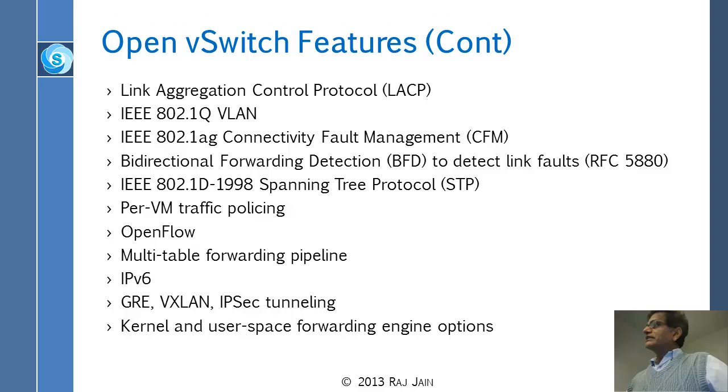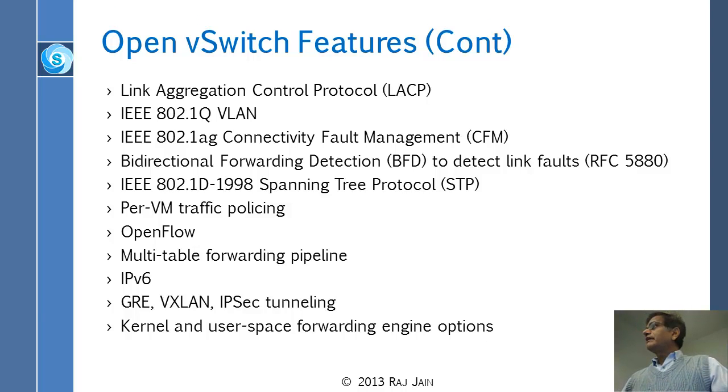It does IPv6. It does GRE, VLAN, VXLAN. IPv6 means it can read the IPv6 headers and figure out what to do with them. GRE, VXLAN, and IPsec tunneling. And it implements these things. So it implements VXLAN. Okay? So if you wanted to set up a tunnel, all the things that we talked about a minute ago, it can do that for you.